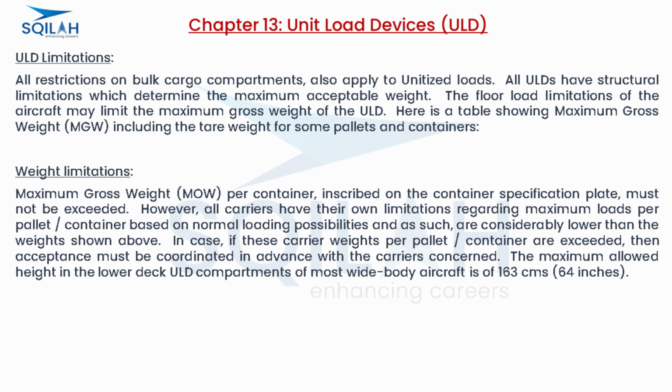Weight limitations. Maximum gross weight, MGW, per container, inscribed on the container specification plate, must not be exceeded. However, all carriers have their own limitations regarding maximum loads per pallet or container based on normal loading possibilities and as such, are considerably lower than the weights shown above. If these carrier weights per pallet or container are exceeded, then acceptance must be coordinated in advance with the carriers concerned. The maximum allowed height in the lower deck ULD compartments of most wide-body aircraft is 163 centimeters, 64 inches.